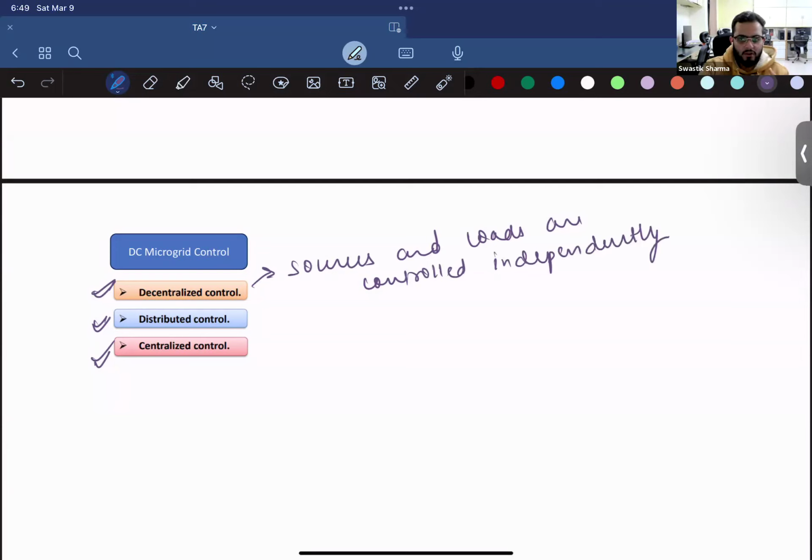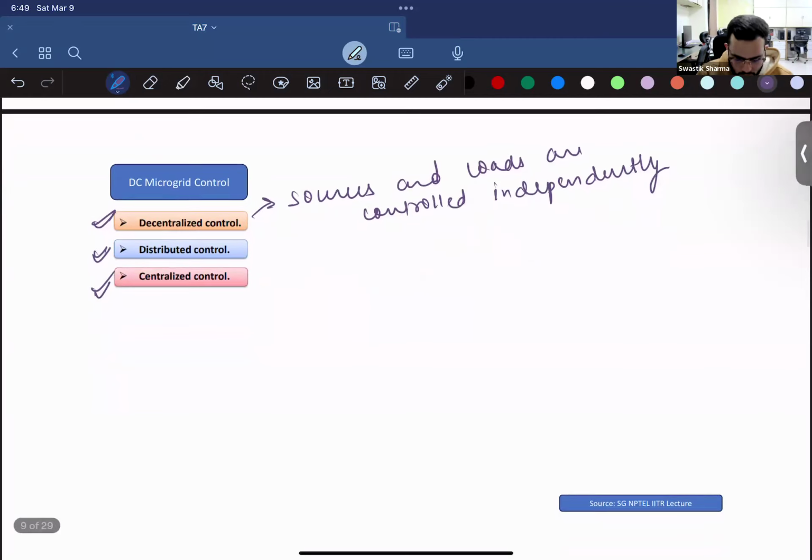Without supervision, all of the sources are controlled independently. There is no one person asking you to control your equipment. It's just your hardware that is controlling all of your sources. So this is called decentralized control, giving the control to the hardware itself.